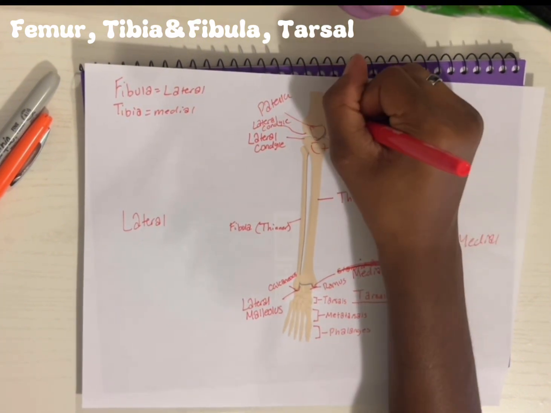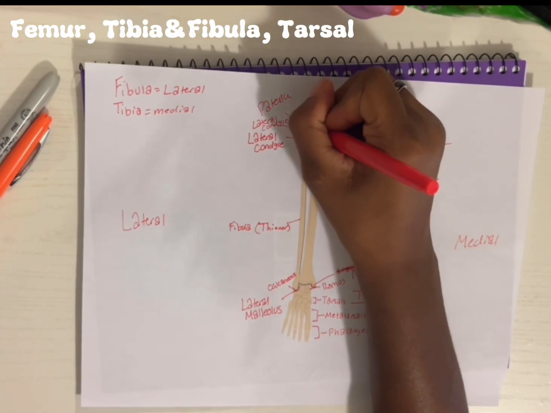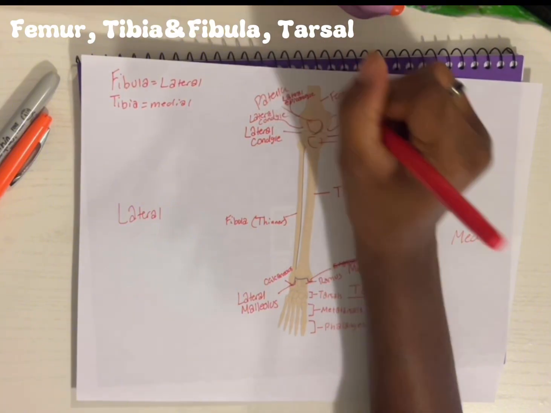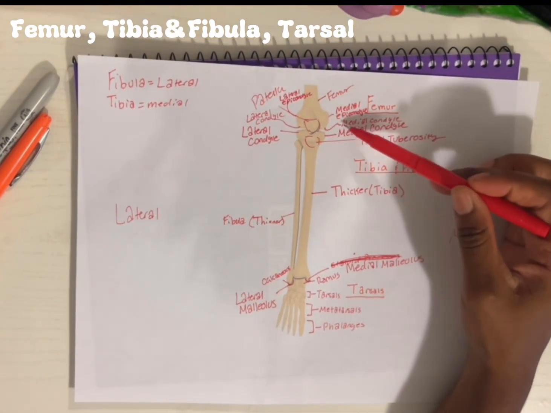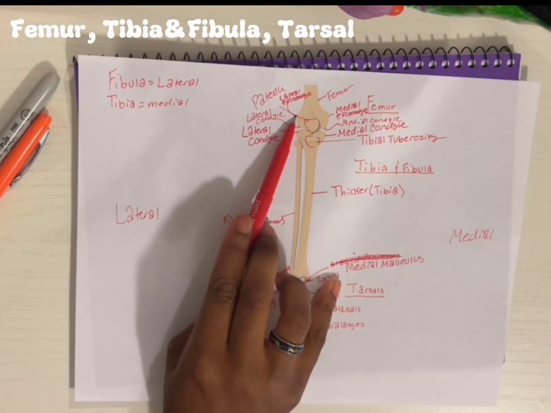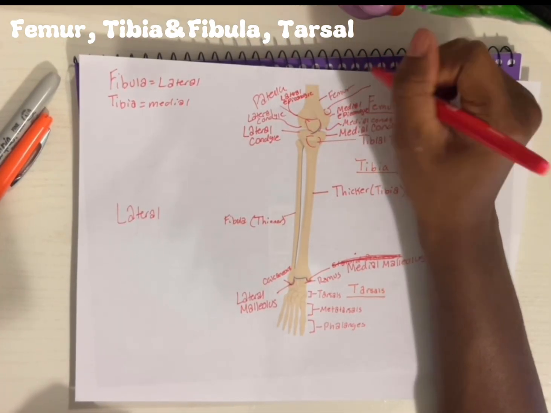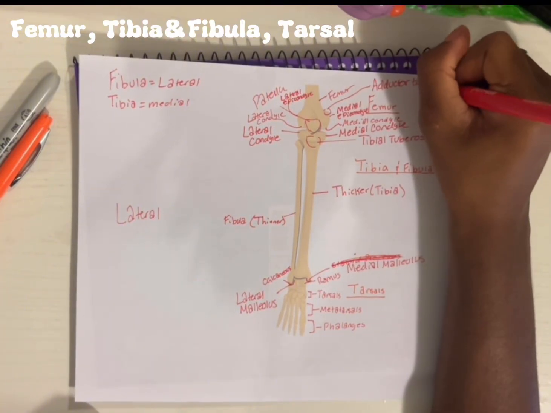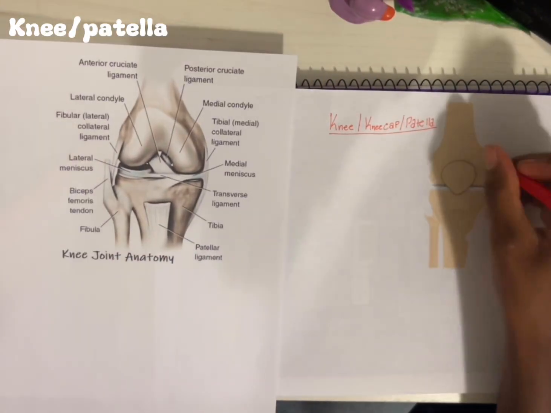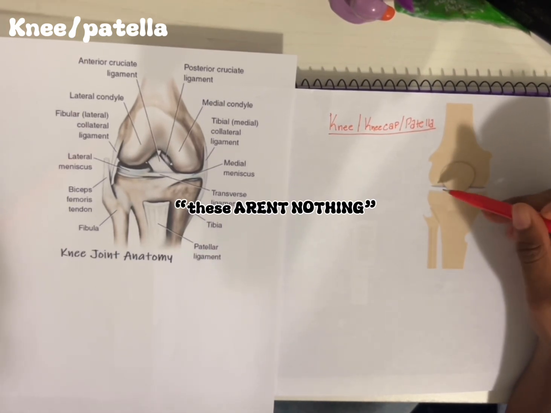Up here, medial epicondyle. This one is the lateral epicondyle. Medial condyle, medial epicondyle, lateral condyle, lateral epicondyle. You can see right here on this tip, this is your adductor tubercle. That's it. So if we look at here, these white thickened parts right here are nothing.